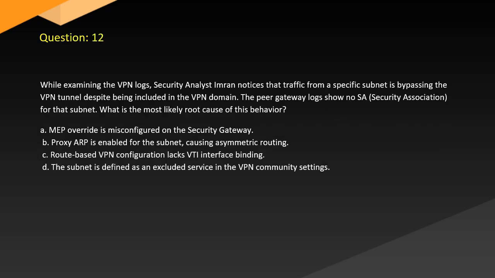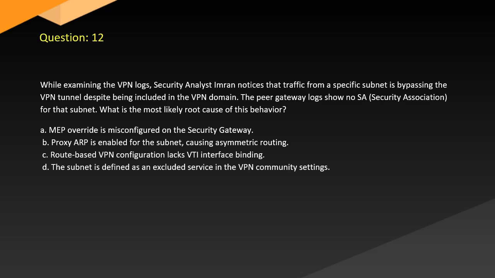Question 12. While examining the VPN logs, security analyst Imran notices that traffic from a specific subnet is bypassing the VPN tunnel despite being included in the VPN domain. The peer gateway logs show no security association for that subnet. What is the most likely root cause of this behavior?